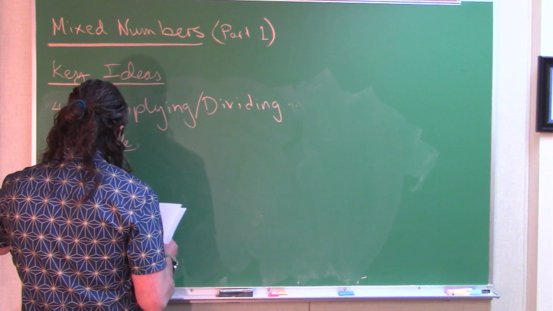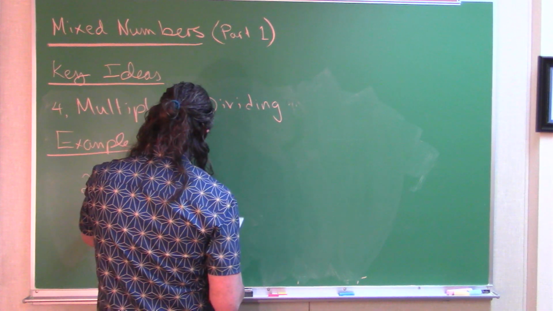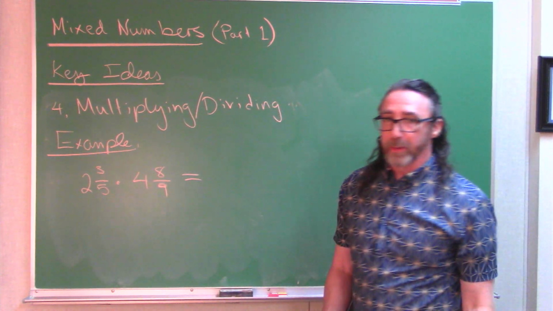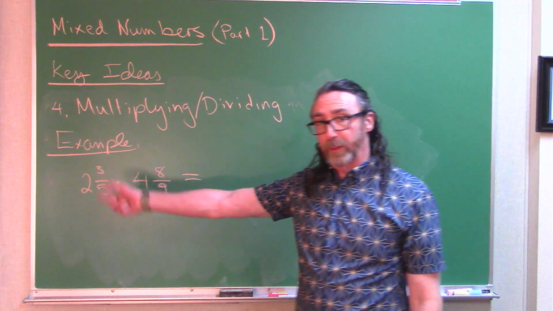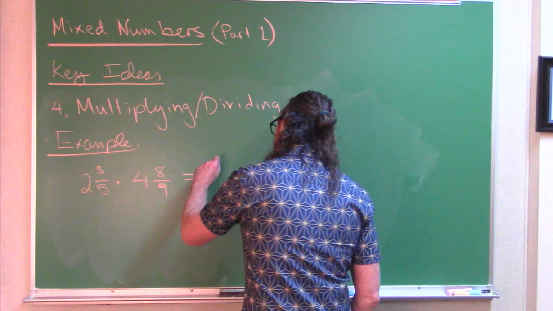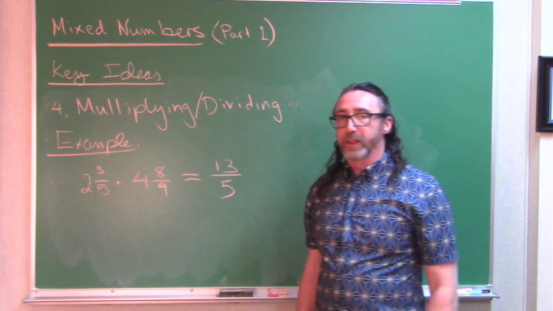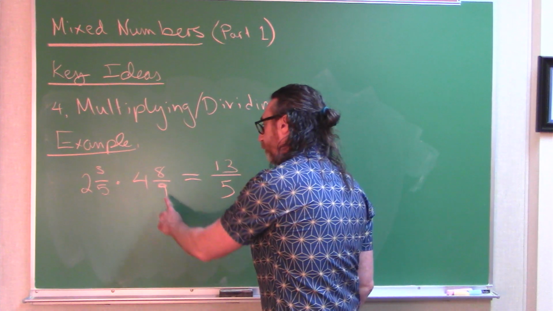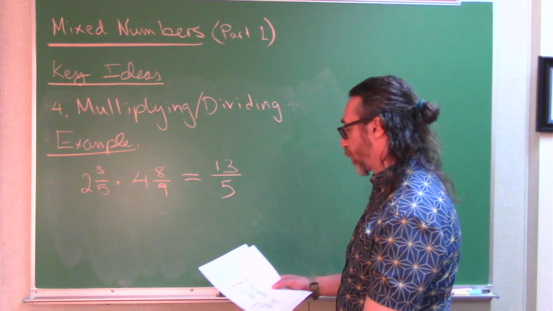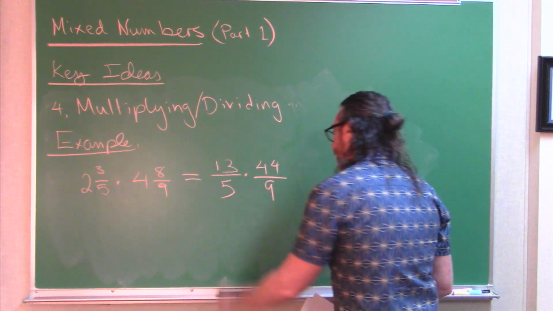let's take this mixed number. Let's do 2 3/5, and we're going to take that mixed number and multiply it by 4 and 8/9. Okay, so I'm going to convert each of these mixed numbers to fractions using that procedure we discussed before. 5 times 2 is 10, plus the 3 is 13. So that first mixed number becomes 13 over 5. This next one, 9 times 4, 36, plus the 8, 44. That second mixed number is 44 over 9.